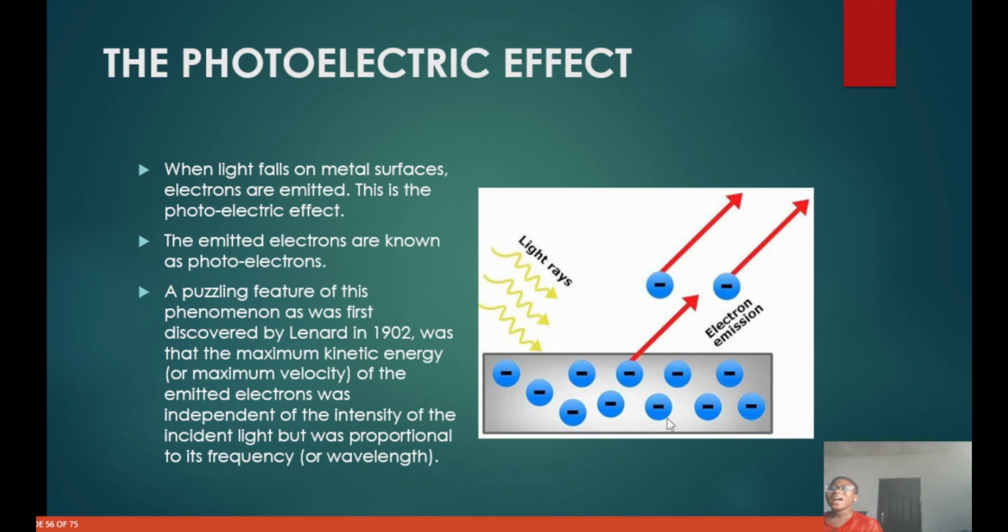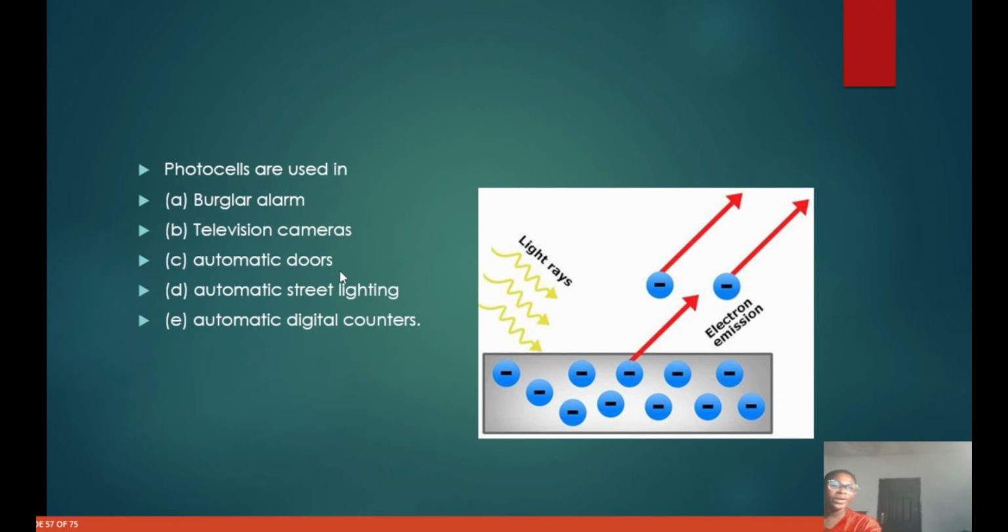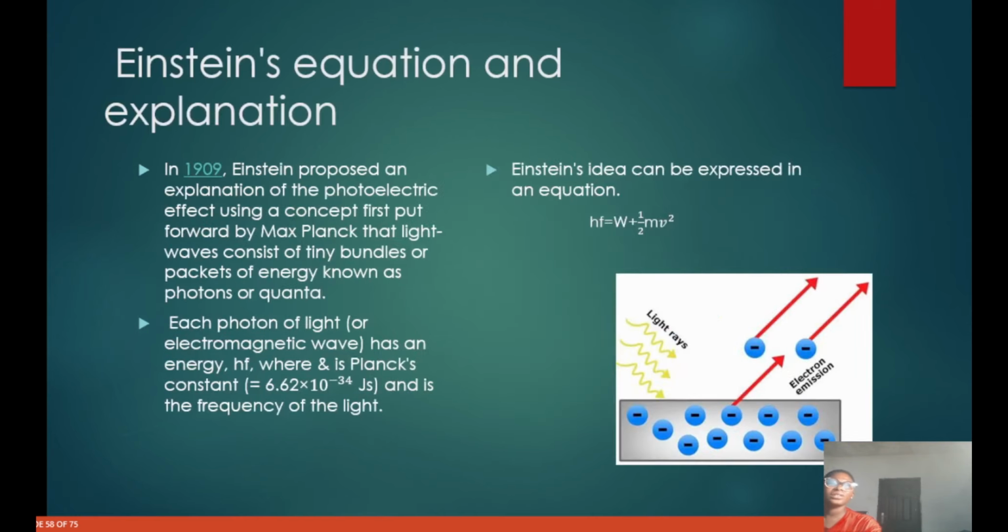So it means that how fast the electron is going to leave is not dependent on the intensity of the light. Maybe I use a big light, but it is dependent on the frequency or the wavelength. So what are photocells? Photocells are used in burglar alarms, television cameras, automatic doors, automatic street lights, and automatic digital counters. So these are the importance of photocells.